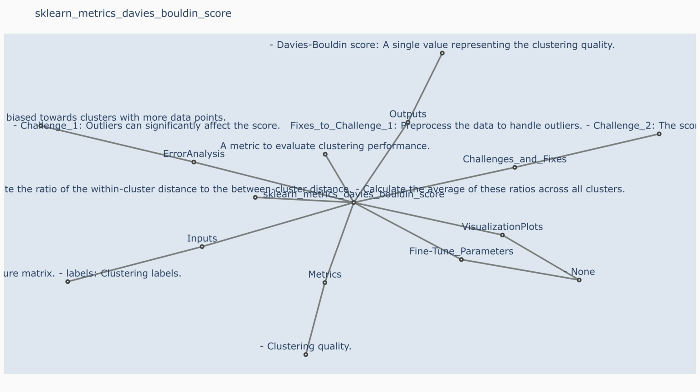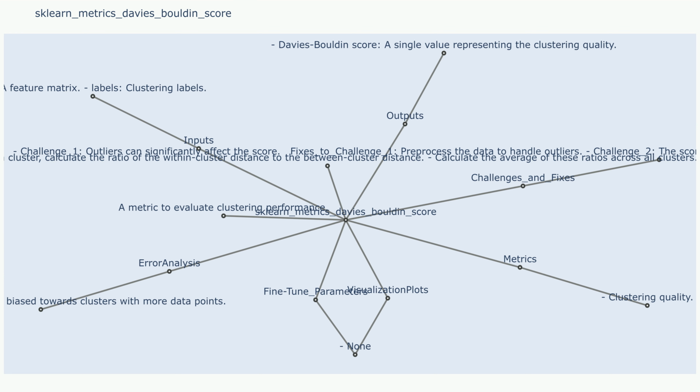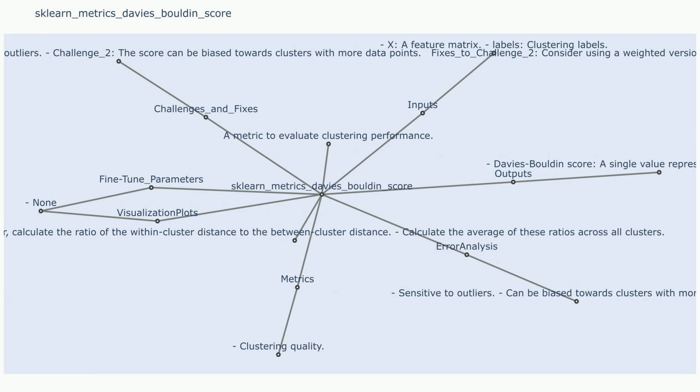sklearn.metrics.davies_bouldin_score. Description: the Davies-Bouldin score is a metric for evaluating the quality of a clustering. It is defined as the ratio of within-cluster distances to between-cluster distances. A lower Davies-Bouldin score indicates better clustering, where clusters are well separated and internally cohesive.